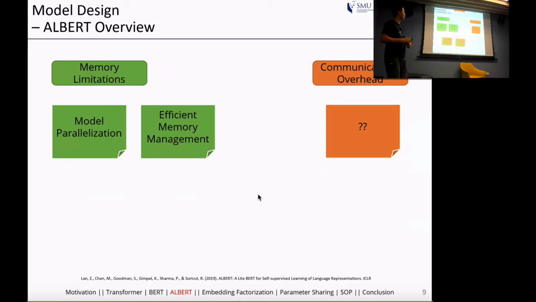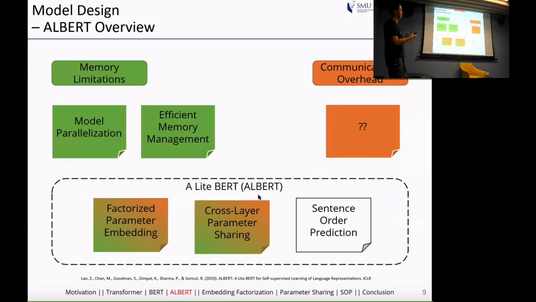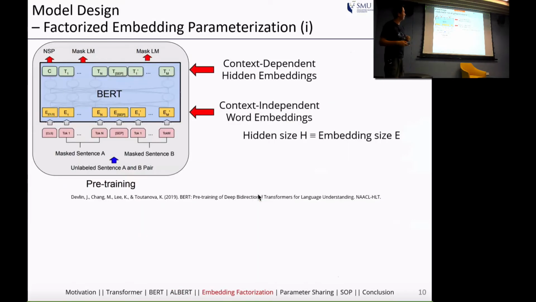So ALBERT, the full name is A Lite BERT. What they mean by Lite is that they are going to try and reduce the number of parameters in the model by these two methods: factorized embedding parameterization and cross-layer parameter sharing. These two would address the two problems here. And the last one is sentence order prediction, which is supposed to help improve the performance of ALBERT. Okay, so now we're going to go in depth into each of the methods.